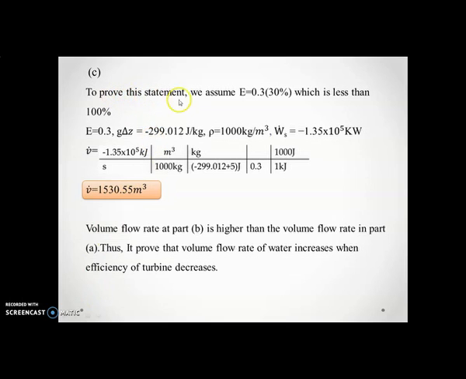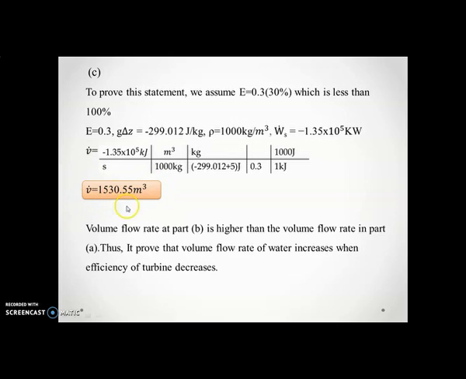To prove that the statement is correct, we assume that the efficiency is less than 100%, which is 0.3. Since we have the value of the efficiency and the g delta z, which we get from part A, we have the rho value of the water, and we also have the shaft work flow rate that we get from part A also. We can substitute all these values into the equation that we got just now, so we can get the volume flow rate.